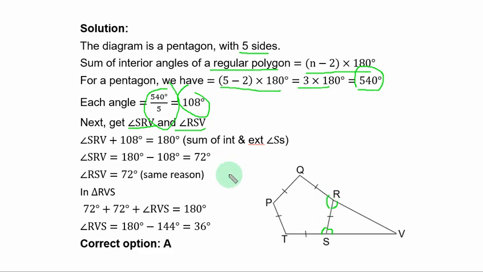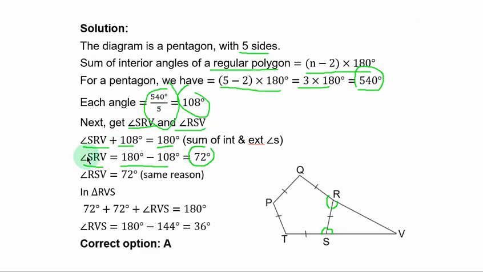108 degrees. So you have angle SRV plus 108 degrees is equal to 180 degrees. Sum of interior and exterior angles. Then if you make SRV the subject, you have it in this form, and when you subtract, you have 72 degrees.